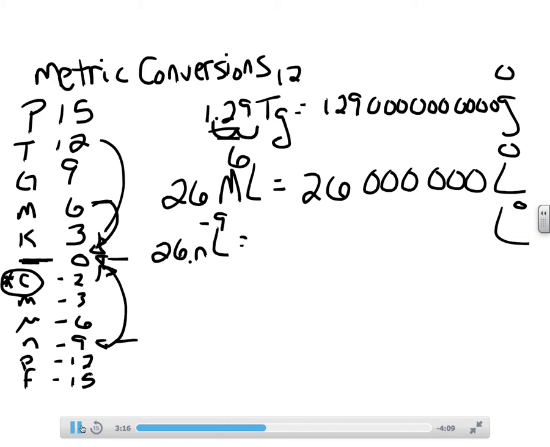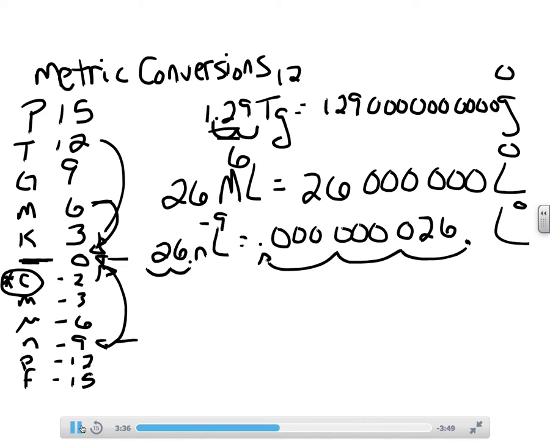Well, the decimal right now is hiding at the end. So if I move it to make it smaller, it's going to be 1, 2, and I need 7 more to make 9. So 1, 2, 3, 4, 5, 6, 7, and then 2, 6. So again, the decimal originally was right here, and I moved it a total of 3, 6, 9 to put it in the correct spot here.